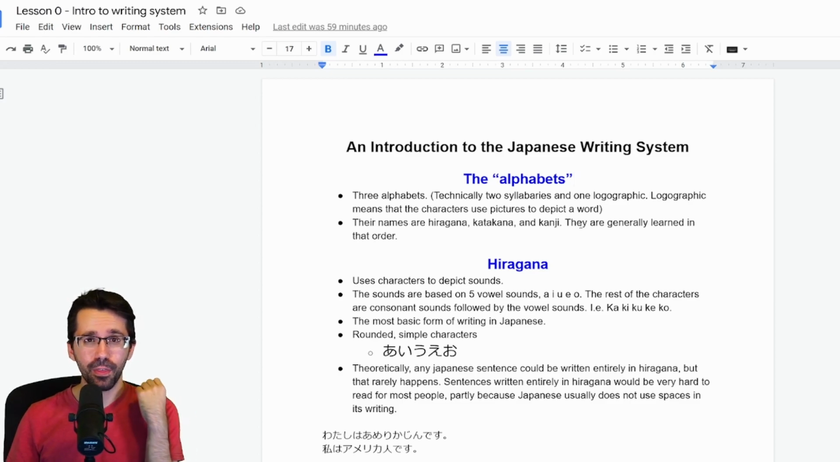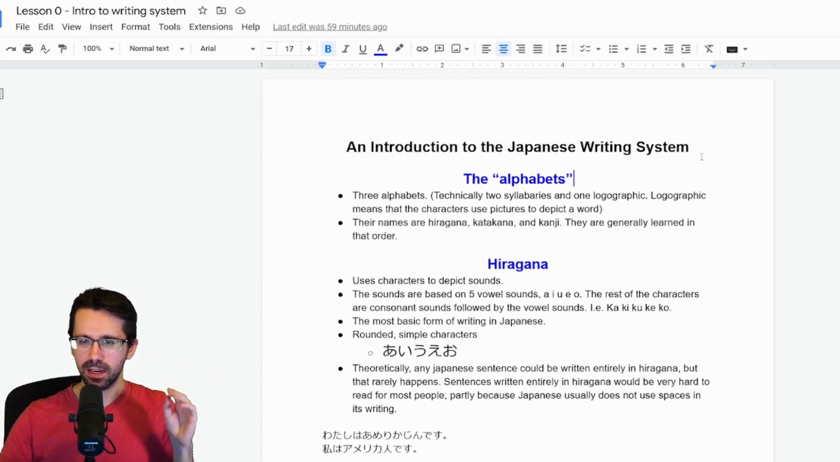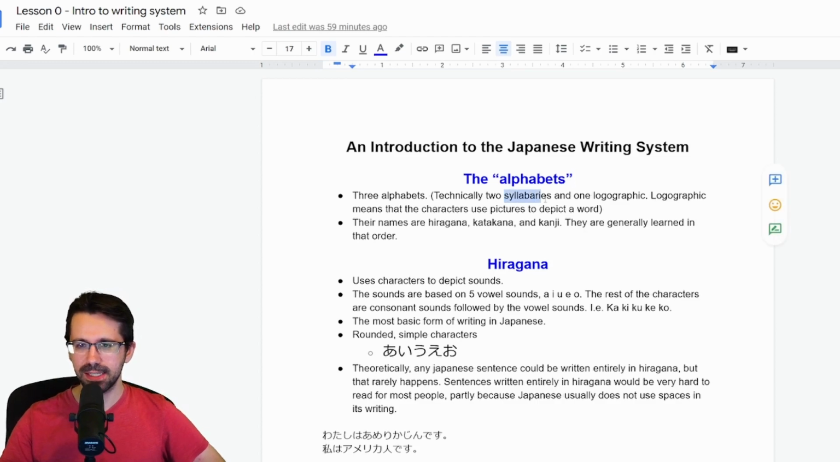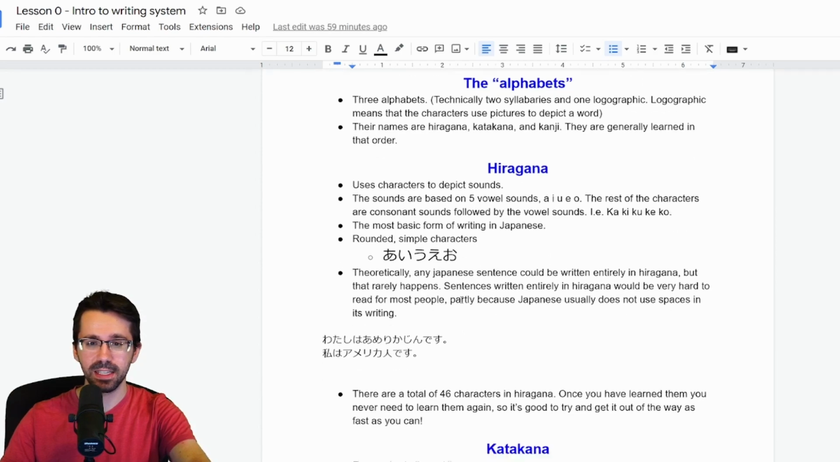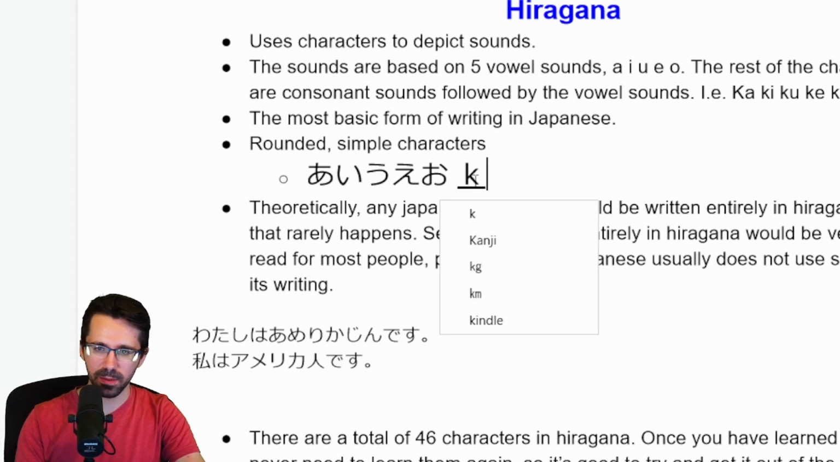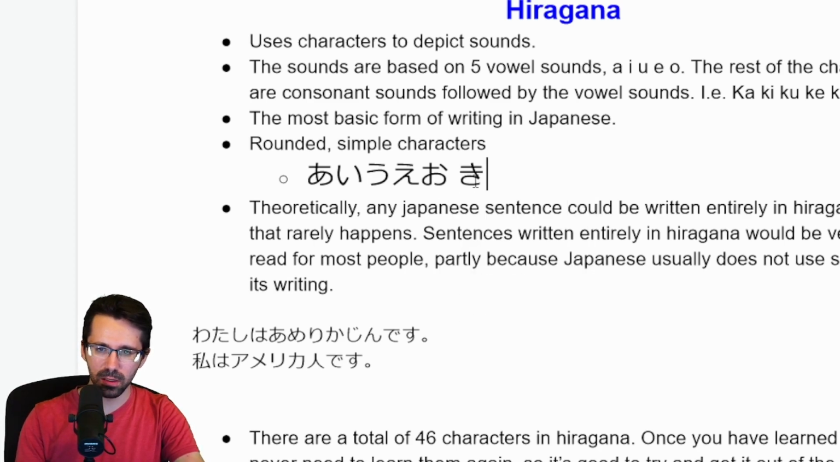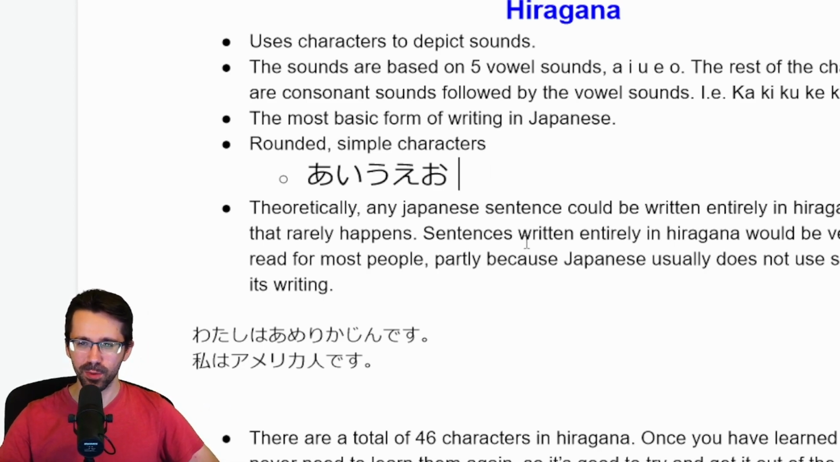In Japanese, there are 3 different writing systems. There's hiragana, katakana, and kanji. And hiragana and katakana are both technically syllabaries, which means that all of the characters represent a syllable. So if we look here, this is a, i, u, e, and o in hiragana, and all of these characters represent a syllable, similarly to how we could have something like ka, or ki, or ku. Every character will represent a syllable in itself.